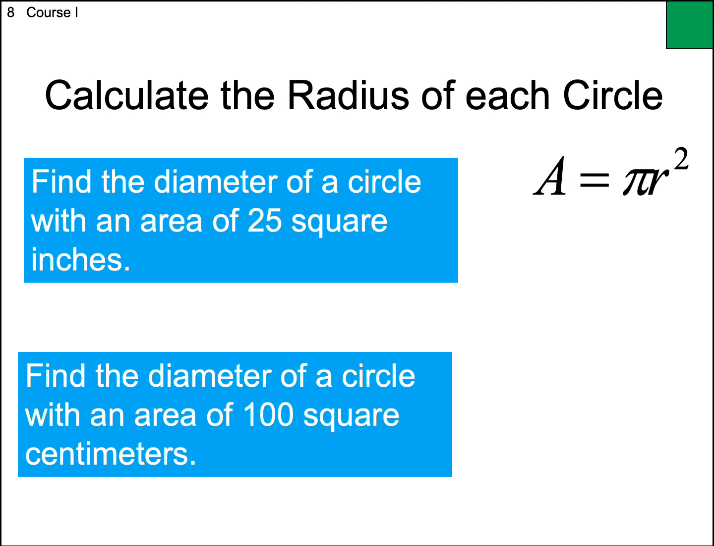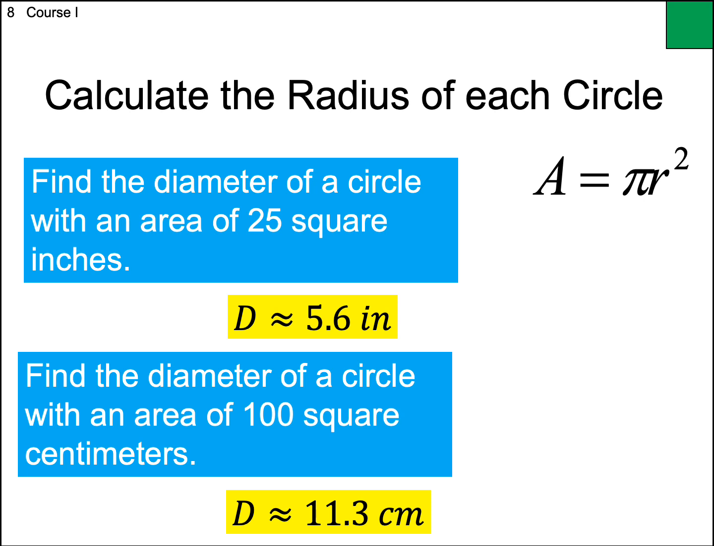Okay, how'd you guys do? Well, remember, if you got to the radius, you got to double the radius to get your diameter. Ooh, I put the right answer there, D. So D is approximately 5.6 inches. The answer won't be in square inches because we're calculating the diameter. Diameter is just a distance. Okay, it's not an area. And the second one, approximately 11.3 centimeters. Cool? All right, for those of you still struggling, play the videos again.